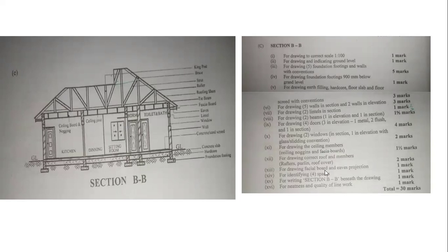For drawing the fascia board and its projection, this fascia board and its projection here, this starts from here to here, which is its projection. It is indicated here. So we have 1 mark for that. For identifying 4 spaces, 1 mark. What they mean by identifying 4 spaces is that you have to label, as we have here, the kitchen, the dining and sitting room, the bathroom or bedroom, then the toilet and bathroom. For doing that, we have 1 mark.